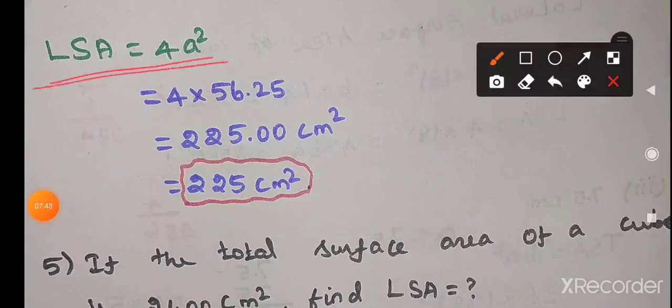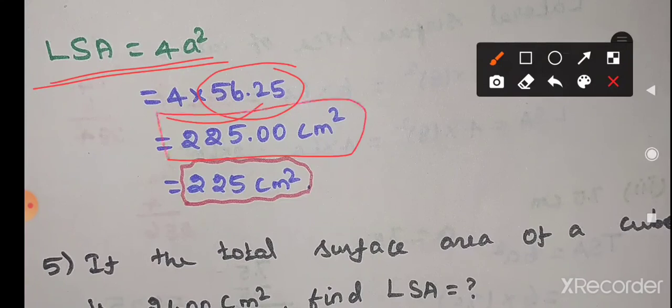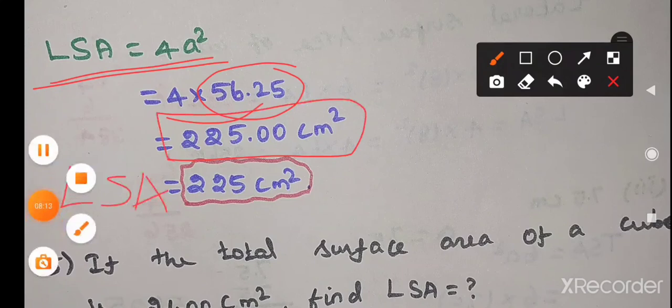Here LSA is 4 into a square, which we know is 56.25. Then 4 into 56.25 is equal to 225 centimeter square. So the LSA of the cube is 225 centimeter square.